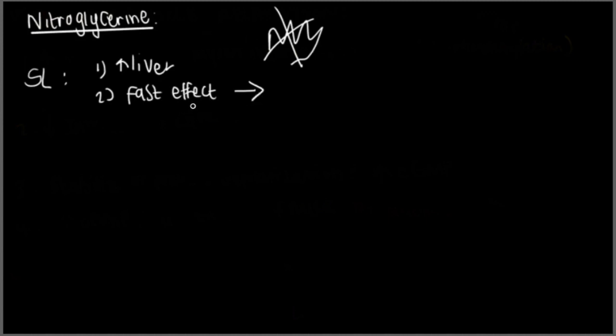This medication is mostly given in a sublingual form. The reason for this is the liver containing high concentrations of the enzyme that breaks down the drug, and secondly, for that fast effect. But unfortunately, as we know, any drug with a fast onset of action is not going to have a long duration of action, so it's usually given in combination with the oral forms.